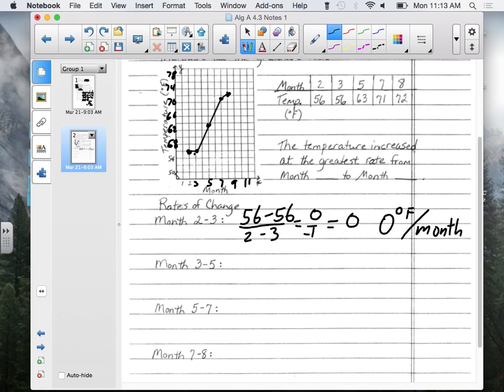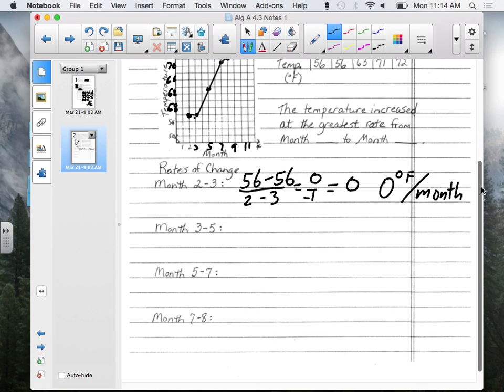Quick question, would it make sense if we had the label months per degree Fahrenheit? No, that wouldn't make sense, would it? We can't say like, oh, it changed 2 degrees a day, it must have been 2/10 of a month, right? That doesn't make sense, right? So, that's why we have our dependent variable on top, because that's what we're trying to find. So that's why we have our y value upstairs, and our x value downstairs.